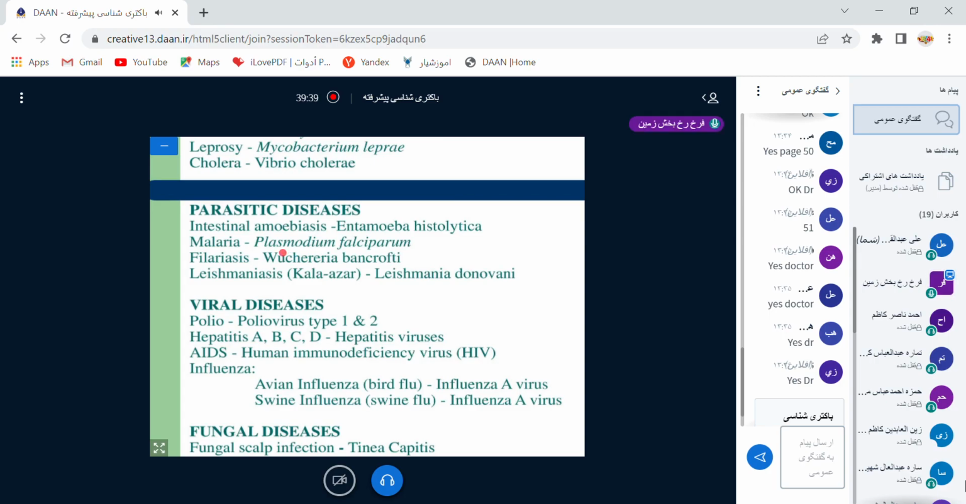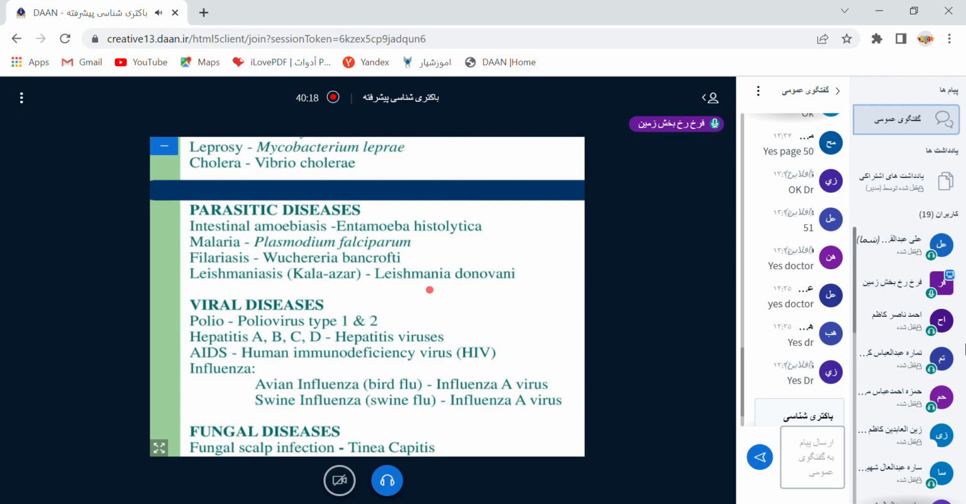Filariasis, which is a worm, especially Wuchereria bancrofti. Leishmaniasis: we have different types of leishmaniasis, like visceral leishmaniasis or kala-azar, caused by Leishmania donovani. It lives in the warmest place in the body, the reticuloendothelial cells, and it is mostly related to the liver and spleen. So it attacks the liver.